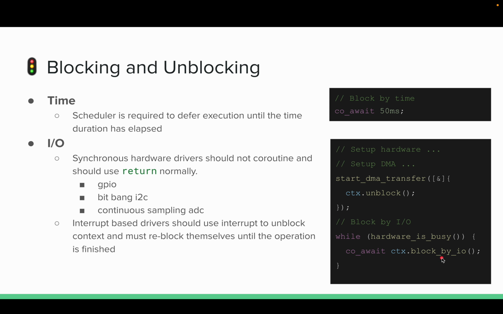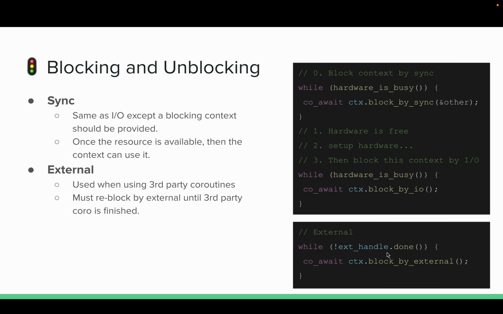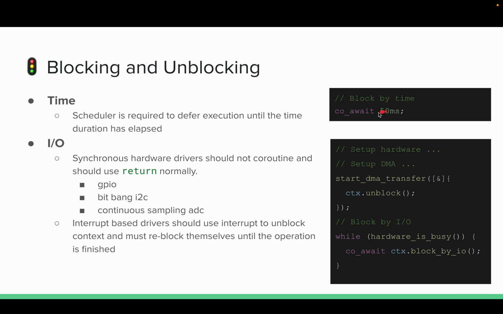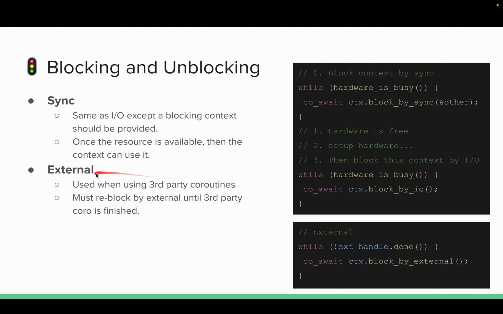Here's the thing about block by I/O. The driver is the only thing that knows when it is valid to move forward in the program. If you're reading data over SPI and you're still filling up the buffer, you can't just leave just because your coroutine got resumed. You need to, from this point, go back up, check to see if hardware is busy, and if it is, co_await again. This will suspend the coroutine until the next time it can execute. And I'll make this clear. Time is the only one that does not need a loop. All the other ones actually do need a loop of some sort. The other two are sync and external.